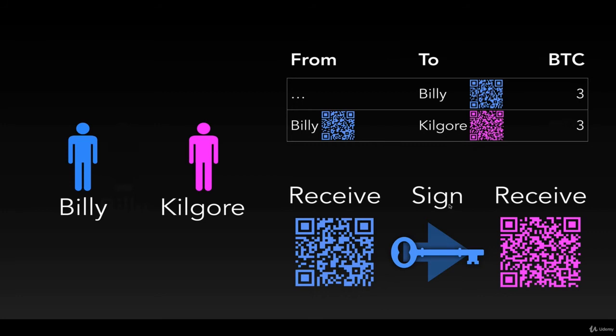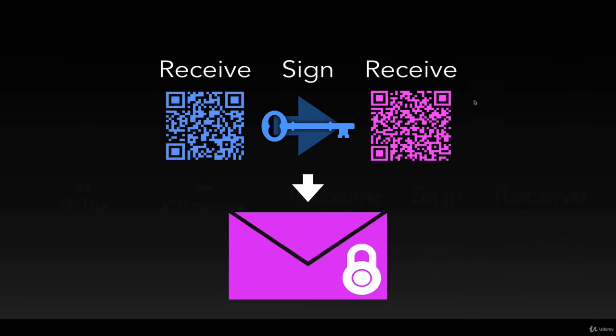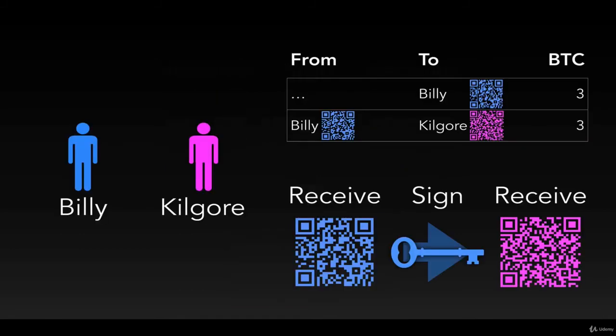Okay, so it's a lot of detail. All that really matters is Billy has a private key. He uses that to sign the transaction and prove that it's his money to spend, his address that he owns. So on this slide, we're showing that Kilgore, which is the pink here, now has ownership over those 3 Bitcoin that were sent from Billy.